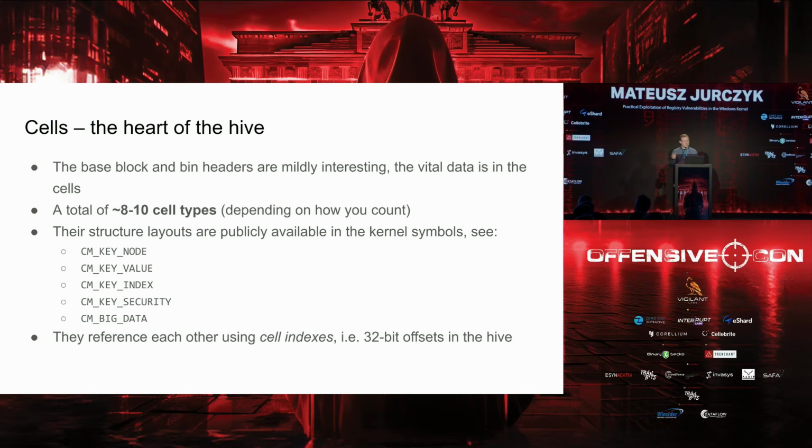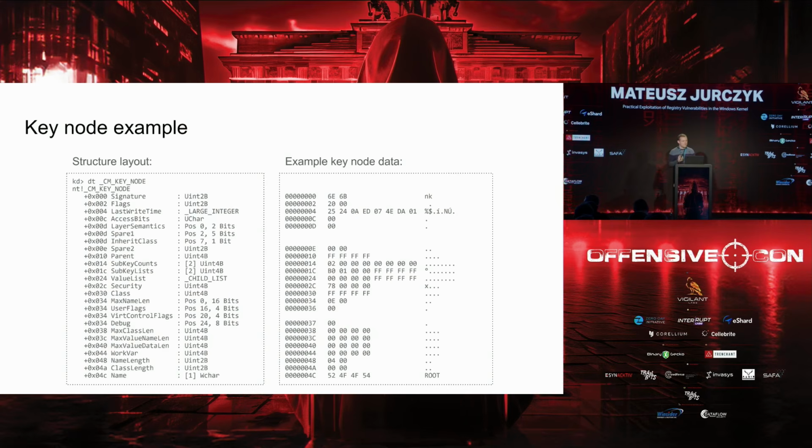Also, one important part is that these cells have to reference each other in the hive, and this is achieved by something called cell indexes, which are basically 32-bit offsets within the hive that specify the offset of another cell that is being referenced. So here we have a very basic example of some keynode, which is the most basic structure in the registry. On the left, you can see the structure prototype dumped in WinDbg, and on the right, you can see some actual data corresponding to it.